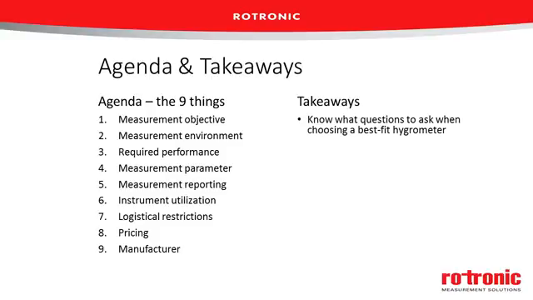And we'll talk about the utilization of the instrument and some things to think about there, as well as logistical restrictions. For example, how far away is the probe from the transmitter? And we'll talk about pricing and what to think about when you're pricing different instruments. And then we'll talk about manufacturer and how to kind of judge a manufacturer when you're getting a new instrument.